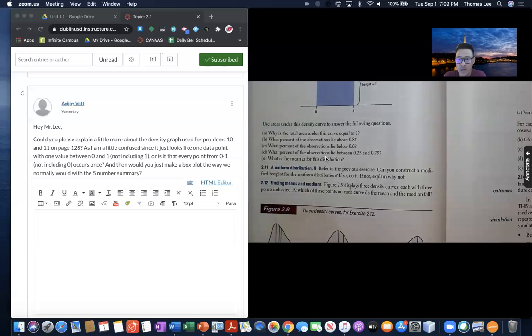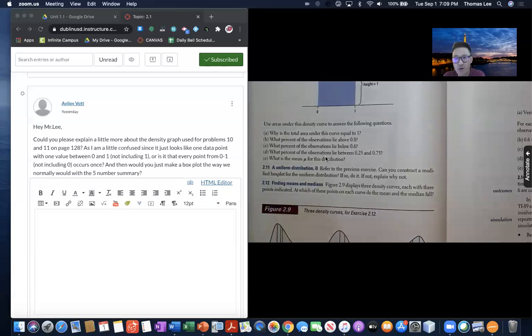Okay, so forget about modified versus non-modified box plots. There's only one box plot that matters, and that is Mr. Lee's box plot. That is all that matters. Okay? So can we construct a box plot from this data? What would that look like? A box plot of a uniform distribution. Interesting. That one I'm going to leave for further thought.